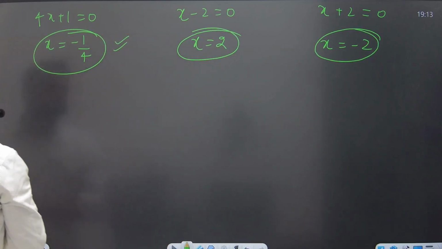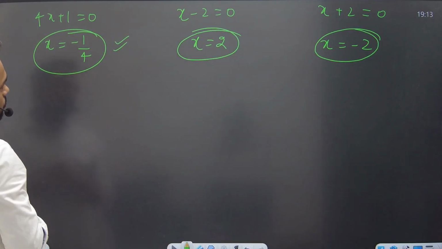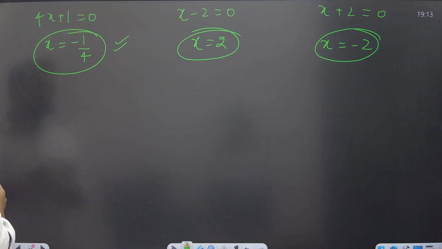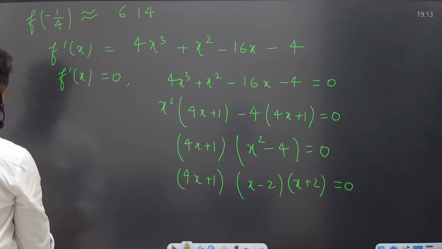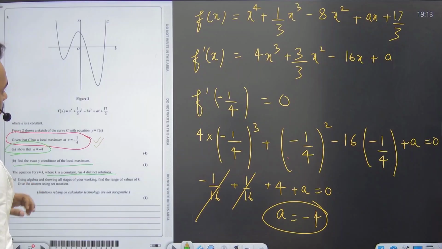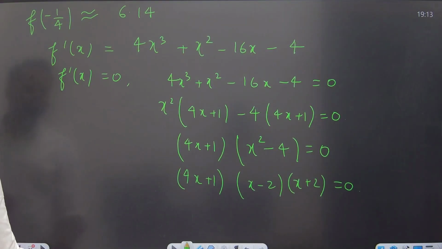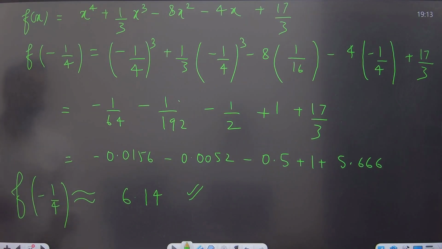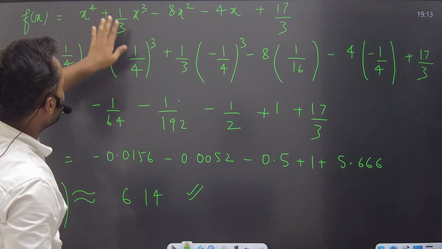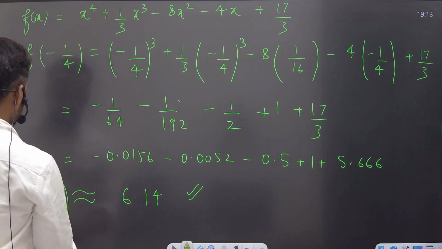Okay, so for x equals 2 and for x equals negative 2, we just need to plug in the values, student, in the original function which we have mentioned here. Yeah, this was our original function where we need to plug in the values here, student.